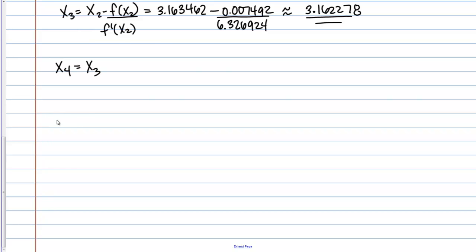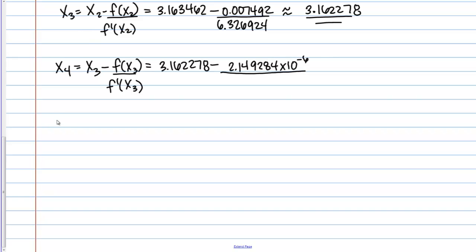x4 is going to be x3 minus f of x3 over f prime of x3. Okay, so x3 was what we just got, 3.162278 minus f of x3, so I'm taking that 3.162278 and I'm plugging it into my original function, x squared minus 10, on the calculator or the computer. And we get a very small number. Okay, so what we get is 2.149284, but that's times 10 to the negative 6. Okay, so very small number.